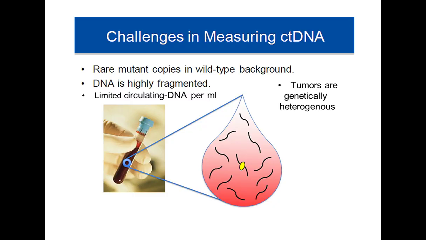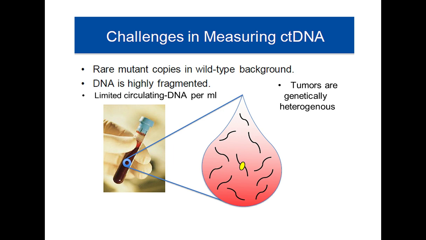So there are several technical challenges, however, in measuring circulating DNA, and some of these are shown here. As we said, you have rare mutant copies in a wild-type background. DNA is highly fragmented in blood. The majority is a result of apoptosis in tumor cells as well as normal cells. So that makes it highly fragmented and low molecular weight, typically 150 base pairs DNA or less.